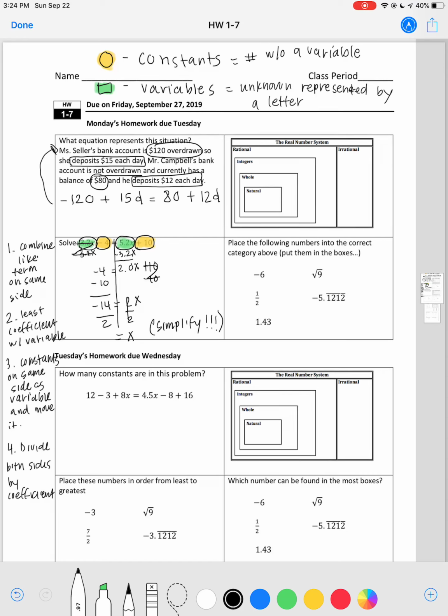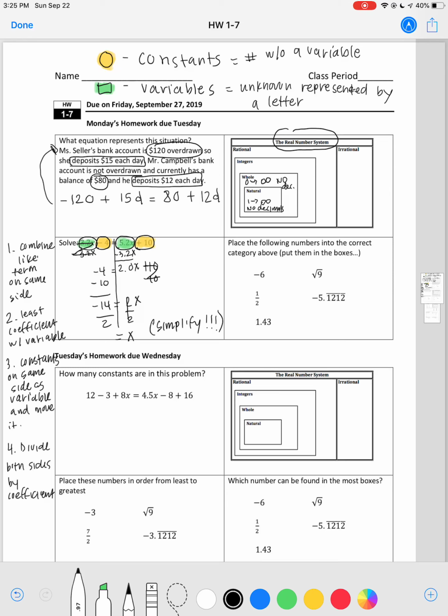All right, so place the following numbers. So just to review up here, this is the real number system. To review the definition of each of these numbers, our natural numbers are counting numbers, so they're going to be 1, 2, and on to positive infinity, no decimals. And then our whole numbers are going to be from 0 to positive infinity, also no decimals.